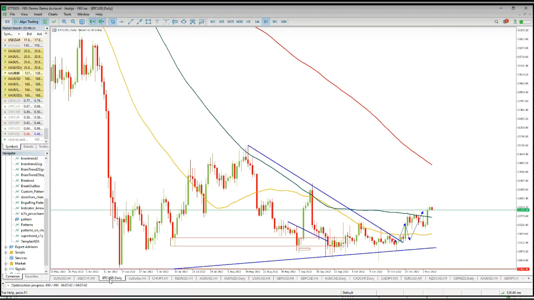This was a buy setup that I gave on BTCUSD several weeks ago. As you can see, this was as far back as October 21st, and I talked about the fact that price was going to break out, come down a little bit and then break out higher.